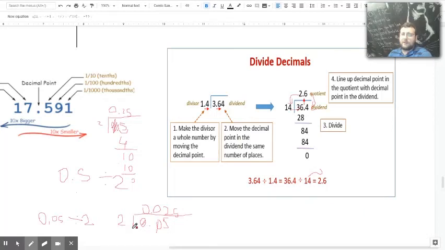So in the next video, we're going to review some basic terminology that you should know before tackling 7th grade and rational number arithmetic, and hopefully you find that helpful.